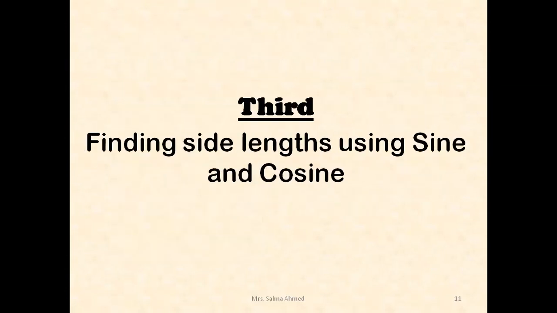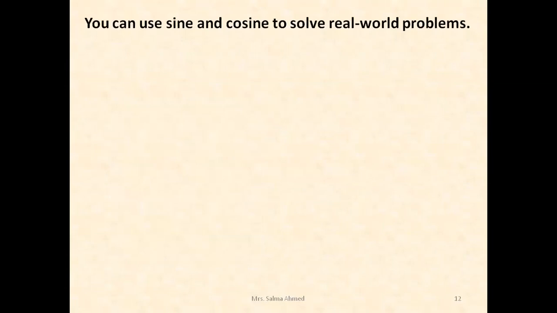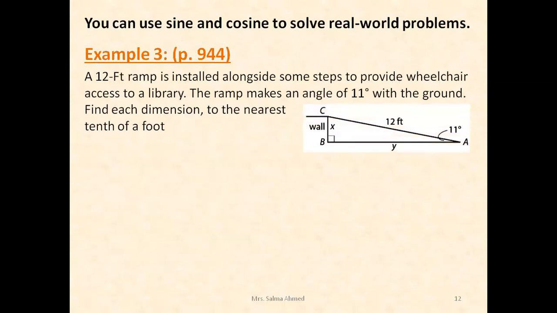Third, find side length using sine and cosine. So here we have unknown lengths, and we need to find them by using sine and cosine. You can use sine and cosine to solve real-world situations, like example 3 on page 944. A 12 feet ramp is installed alongside some steps to provide wheelchair access to a library. The ramp makes an angle of 11 degrees with the ground. Find each dimension to the nearest tenth of a foot.